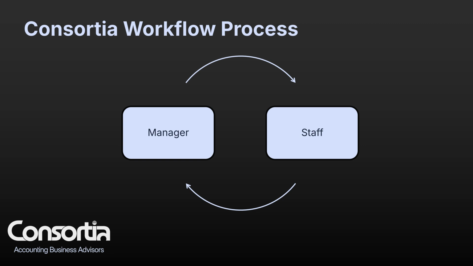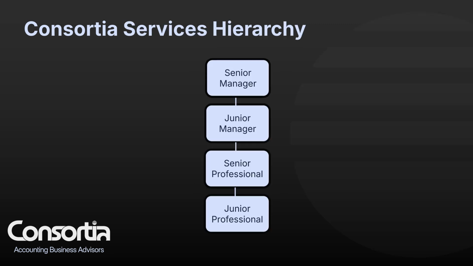So now with us, what happens is we pick up a client, it's assigned to a manager, and the manager assigns it to a staff. So the way the process flows is the manager gives it to the staff, the staff does the work, gives it back to the manager, they review it, and it goes out the door. So right there, we've cut out the partner, cut out a lot of redundancy. As far as Consortia services hierarchy, you'll see that we do have a senior manager, a junior manager, a senior professional, and a junior professional. And you would see that again in a typical CPA firm as well, a larger local CPA firm. So from that standpoint, we are the same.